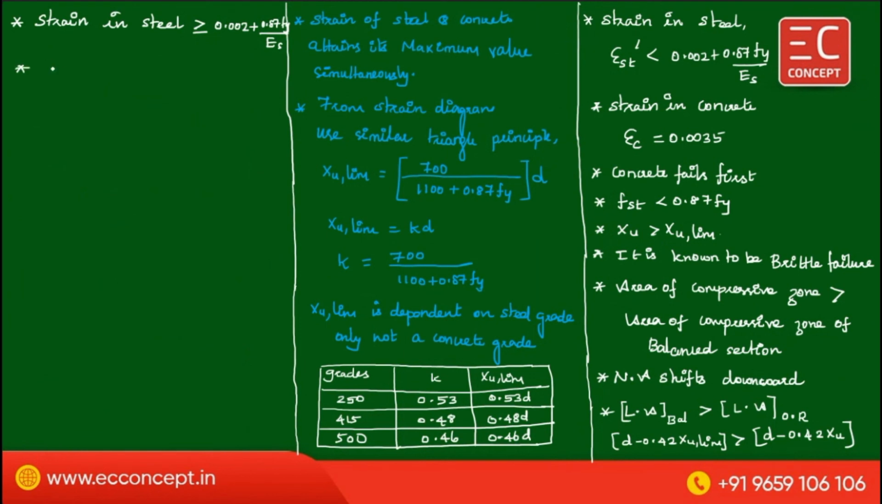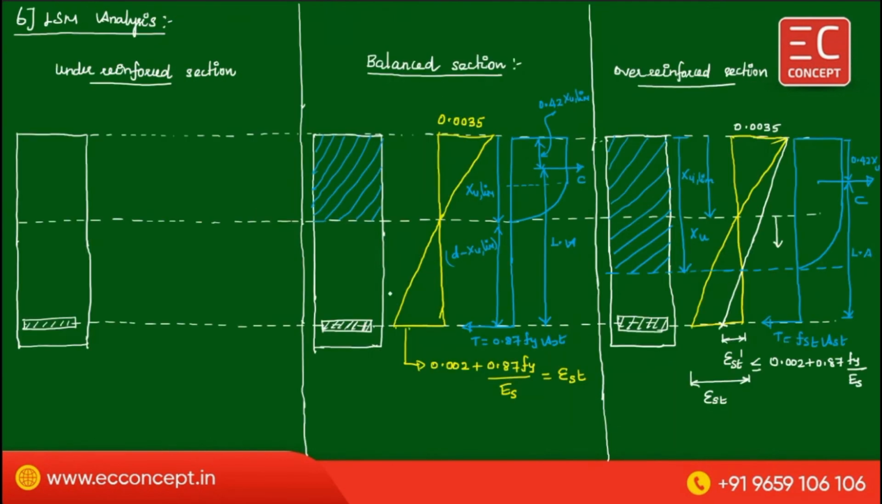Now, strain in concrete. What is strain in concrete? So here the steel yields first, but the strain in concrete is less than 0.0035. Okay. In the balanced section and over-reinforced section, the area of steel is somewhat more, but the area of steel in the under-reinforced section is less than the balanced section. Therefore, how is the strain changing?